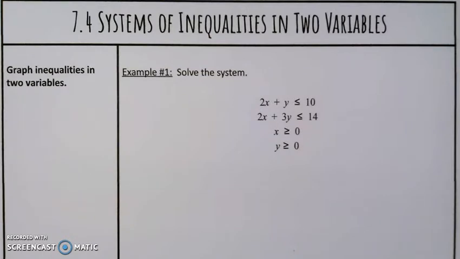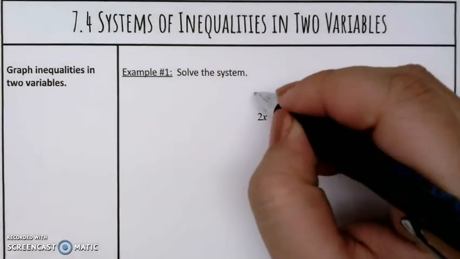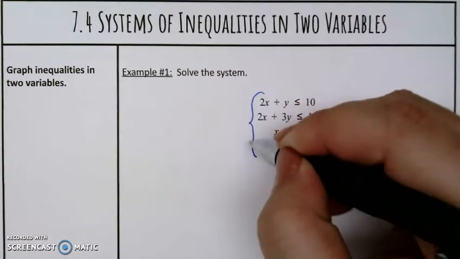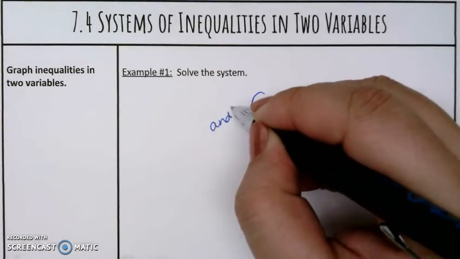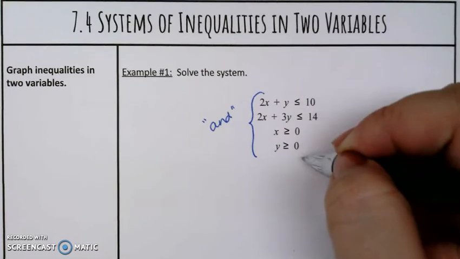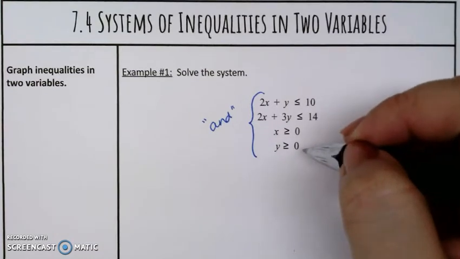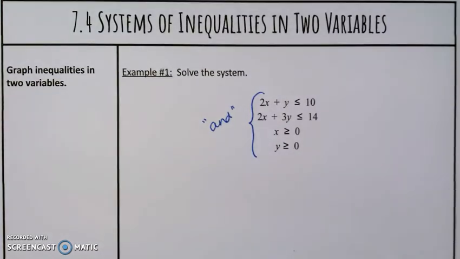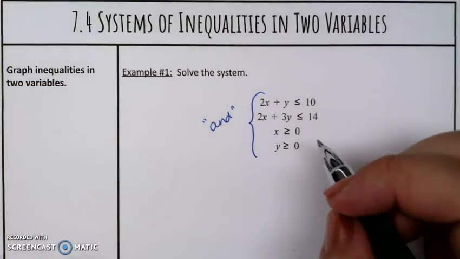Okay, so our first objective is to graph inequalities in two variables, and our example is to solve the given system. Now, anytime you have a system of inequalities, you're looking at these as if it was an AND statement. So our results have to satisfy all four of those inequalities. Okay, I'm going to start with the ones that look kind of the simplest.